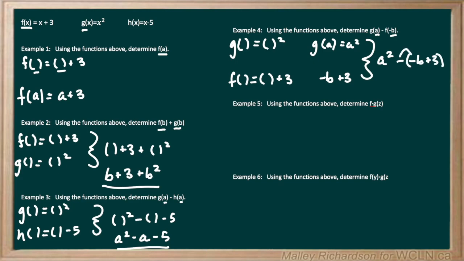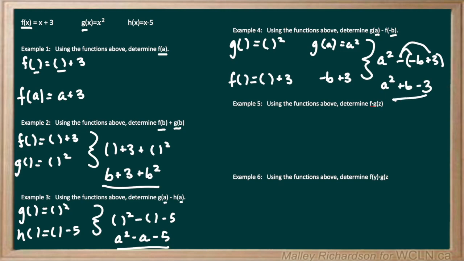And now we want to feed this negative through to everything inside our brackets. So we have a squared, negative 1 times negative b gives us positive b, and then negative 1 times positive 3 gives us negative 3. So a squared plus b minus 3 is our final answer.